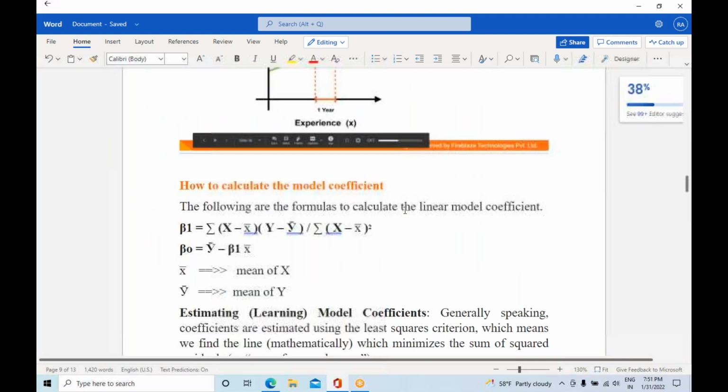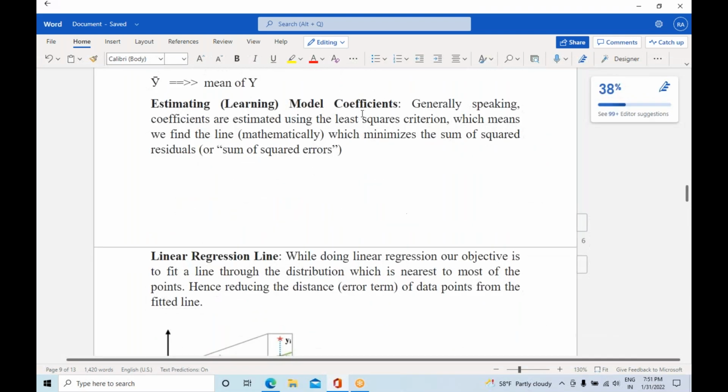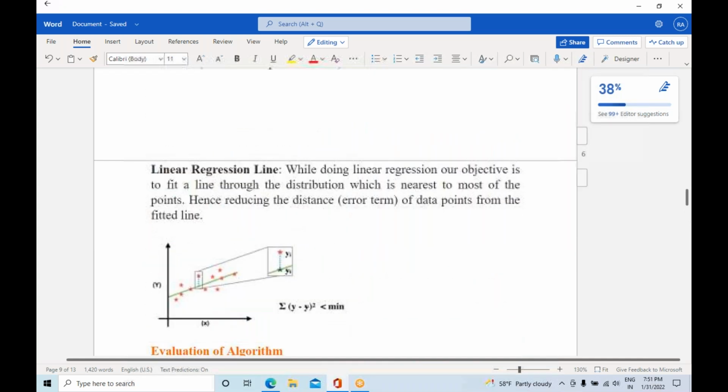Okay, so let's read it one more time. Generally speaking, coefficients are estimated using least squares, which means we find the line mathematically which minimizes the sum of squared residuals. That means we should reduce the errors, right? While doing linear regression, our objective is to fit the line through the distribution which is nearest to most of the points, reducing the distance to the data points.